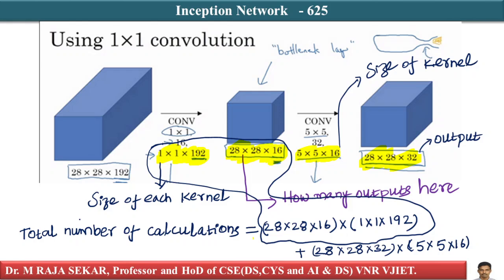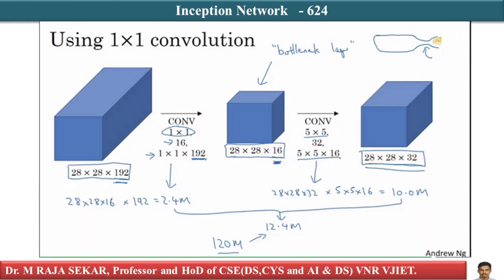I sum up these two, isn't it? That's what I am summing up. Just see here, this into this plus this into this. In between I am keeping plus, isn't it? We are adding these two, summing them up. After this happens, how many total computations are you getting here? You are getting 12.4 million computations. If you calculate this one, I will get 12.4 million computations.